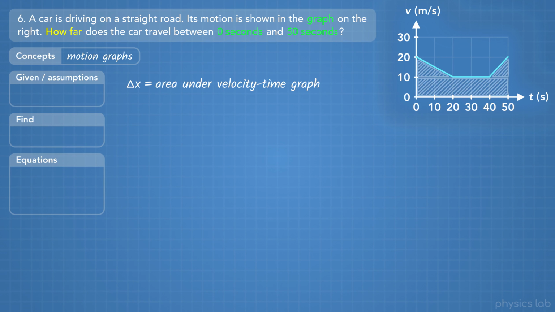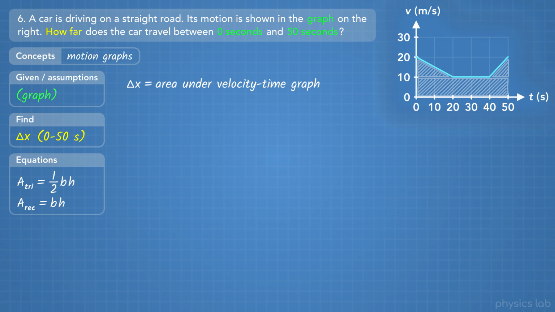So we need to find the area under the curve between 0 and 50 seconds, which is the area between the curve, or the line, and the horizontal axis. There's several ways we could split up this area, but we're going to use these two triangles and this rectangle. Since all the information is in the graph, we won't bother writing anything in the given information box, but we'll write that we're trying to find delta x between 0 and 50 seconds, which we know is the area under the curve between those two times.